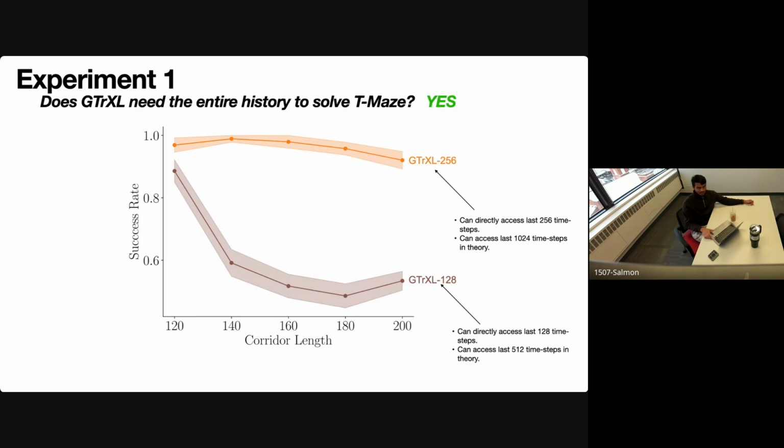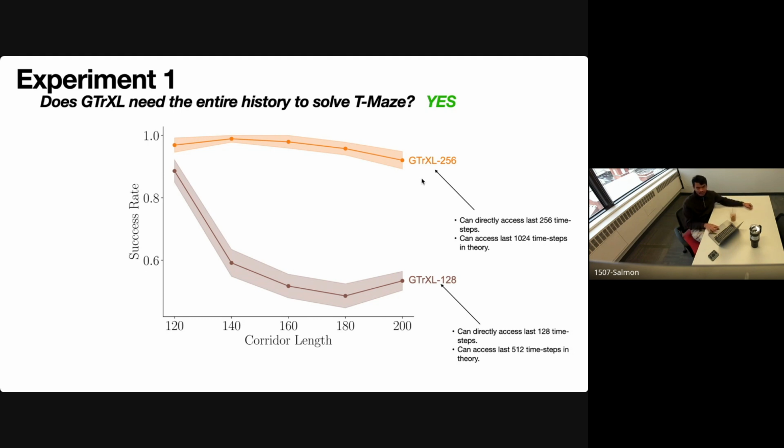And this is exactly what we observe. So we train the 2 architectures. What we see is that in order to perform well in this problem, even though the context length for each of these architectures is above 512, above 200, we are not able to see GTrXL 128 performing well in this problem. It needs the entire history of the episode in order to do well in this problem.